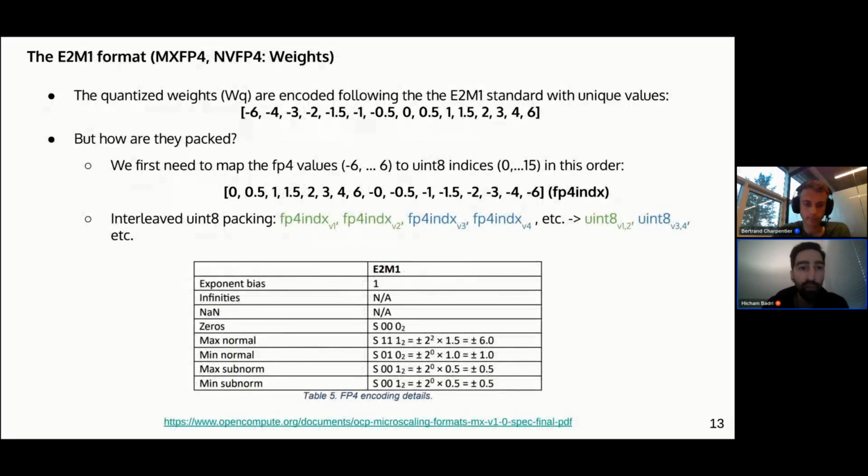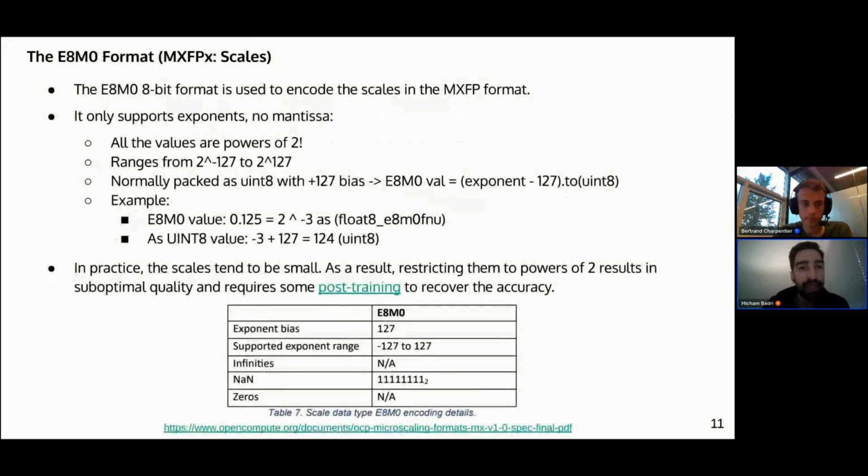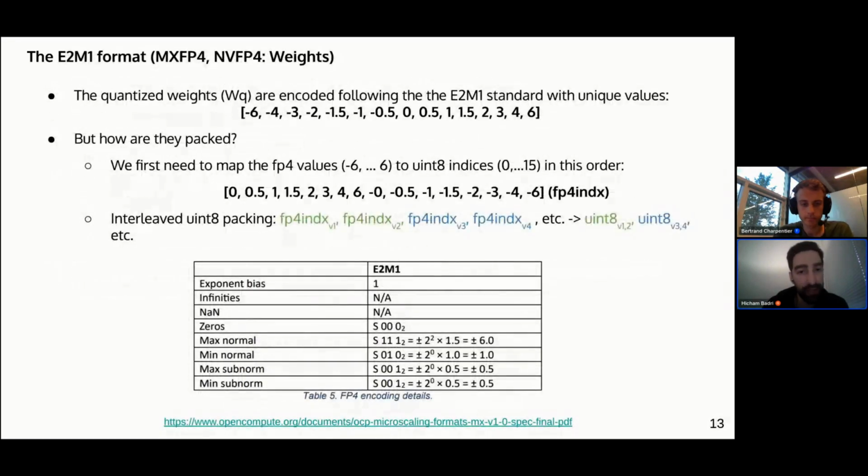So we talked about the dtype of the scales. Now let's talk about the details of the weights. For MXFP8, the weights are FP8, so it's the regular FP8. But for the FP4 format, it's basically 16 values. And as you can see on your screen, it's between -6 and 6.